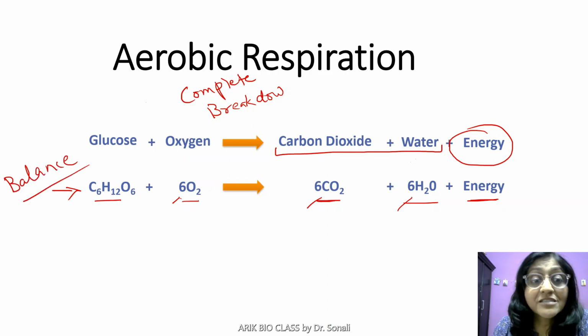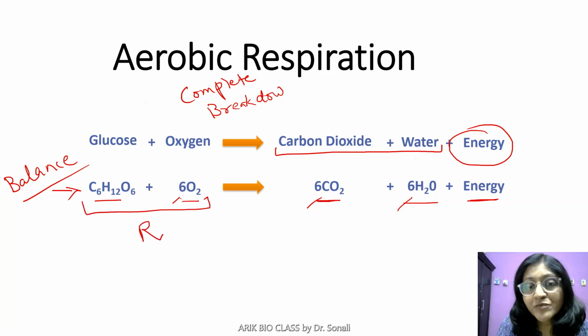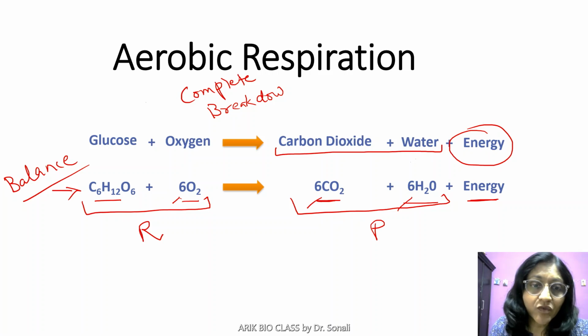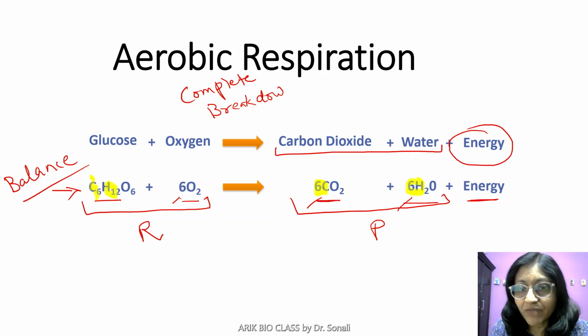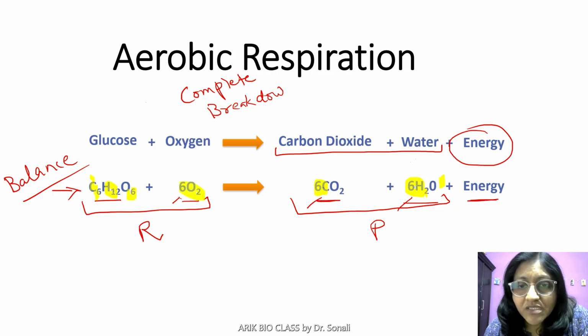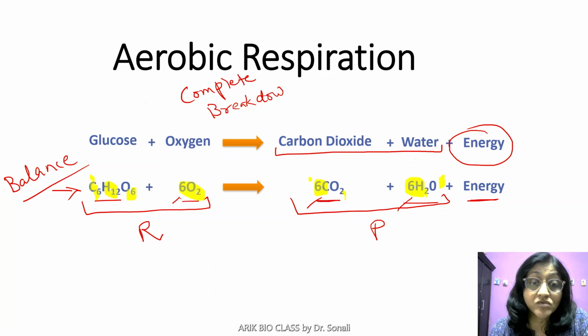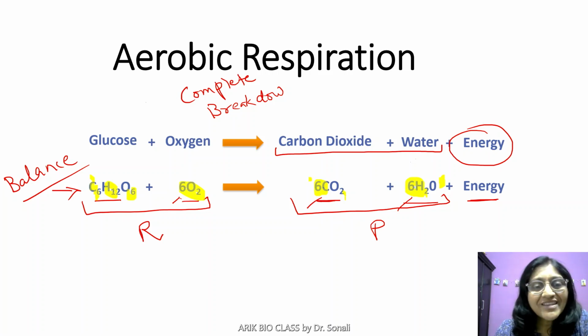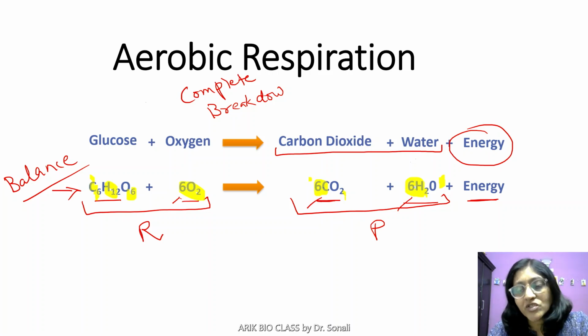balance the equation. Balance means the number of atoms of the reactants must be equal to the number of atoms of the product. Like you have 6 carbon over here, so we must have 6 carbon here. If you have 12 hydrogen, so we must have 12 hydrogen. So 6 into 2 gives you 12, right? Similarly here you have 18 oxygen, so 6 and 12, 18. So this is how we have to balance the equation. Coming back to aerobic respiration, this is the balanced chemical equation and the word equation for it.